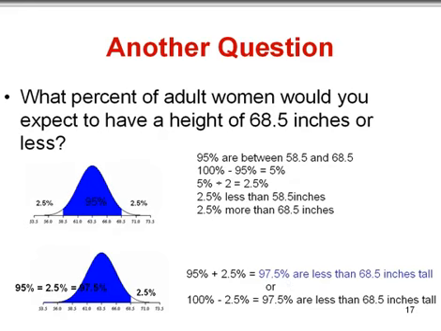Some people find it easier to think of the shaded area as simply excluding the top 2.5%. It's all of the women, 100%, minus the 2.5% in the upper tail, which of course again gives us 97.5% are shorter than 68.5 inches.